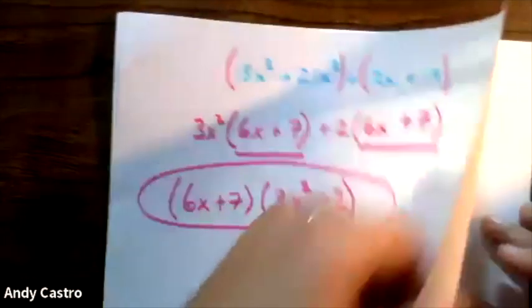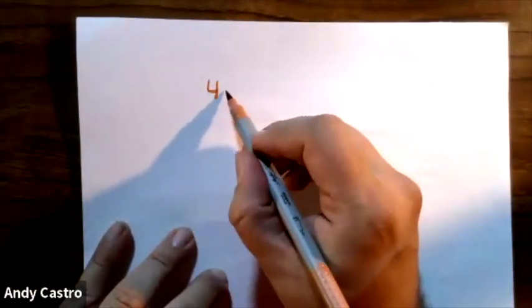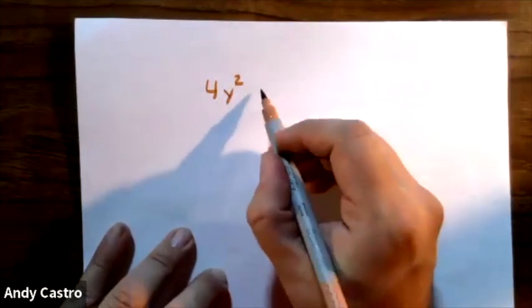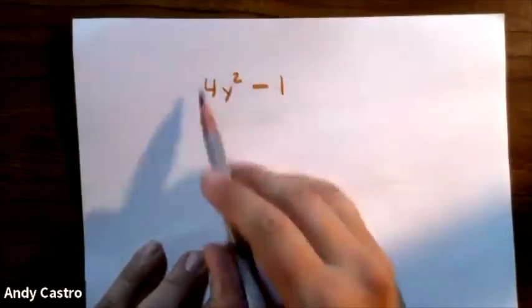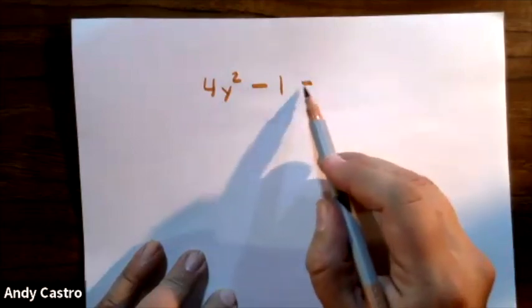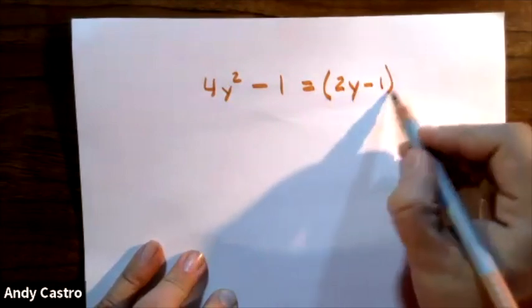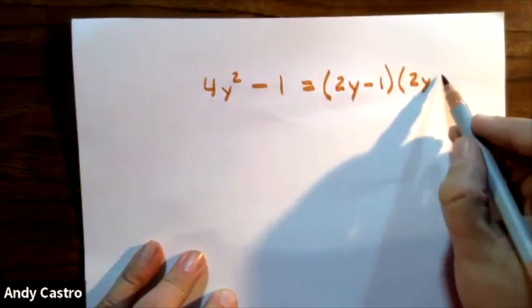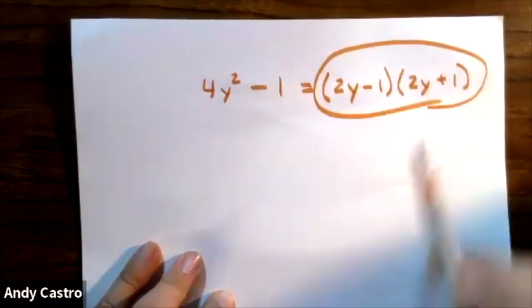Now let's look at the difference of two squares, and we'll be done. So here I'm going to have 4y squared minus 1. Okay, so the square root of this is 2y, and the square root of this is 1. So this can be 2y minus 1 times the quantity 2y plus 1. There you go.